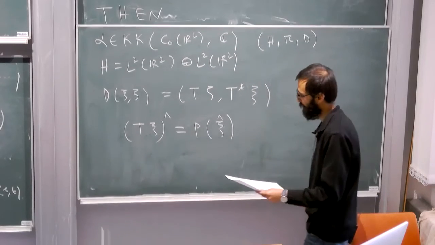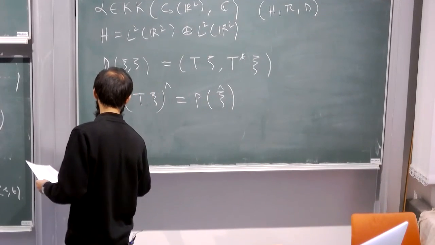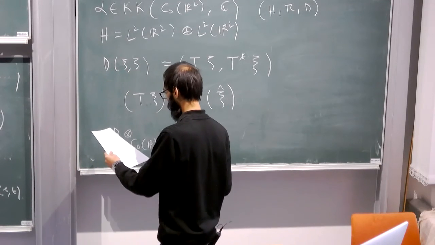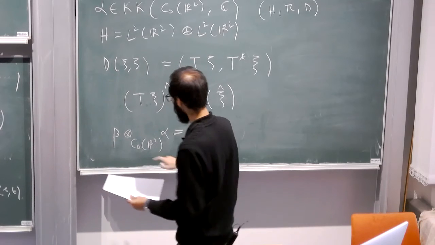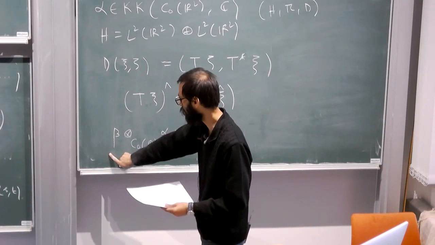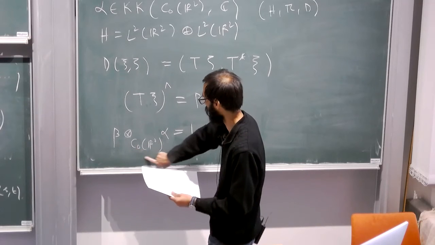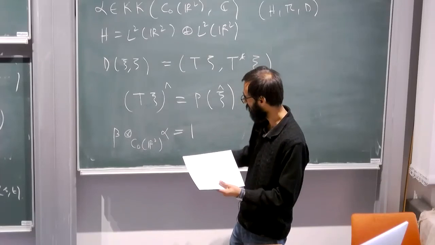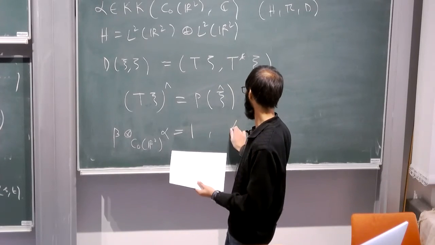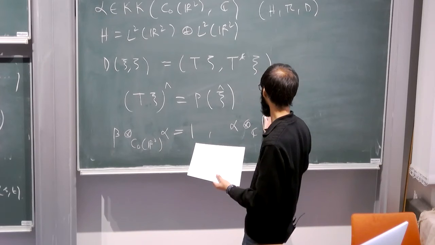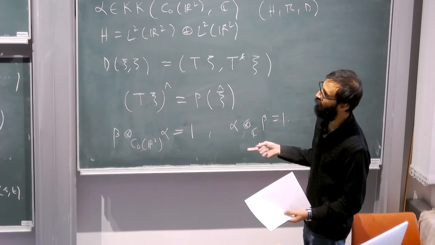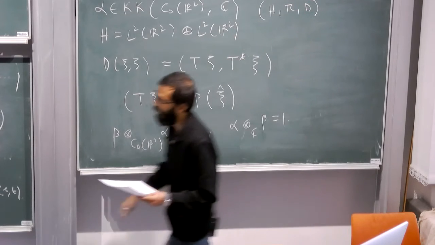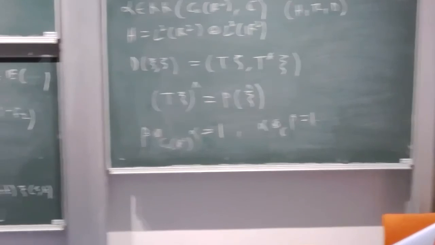Then beta tensor C0 R2 alpha is 1. So beta was in KK of C comma C0 R2, alpha is in KK of C0 R2 comma C. So this tensor product should be in KK of C comma C, which means that choosing a standard representative of this fellow and computing the index, you get 1. And the other direction is automatic from one of Atiyah's trick. Applying this equivalence to the theorem, we get Bott periodicity.